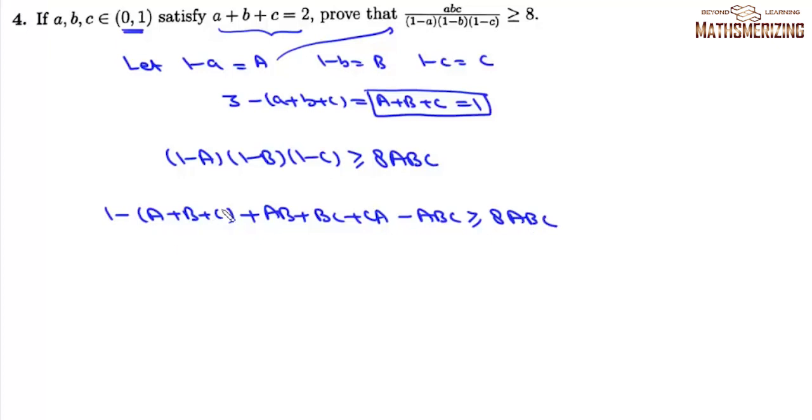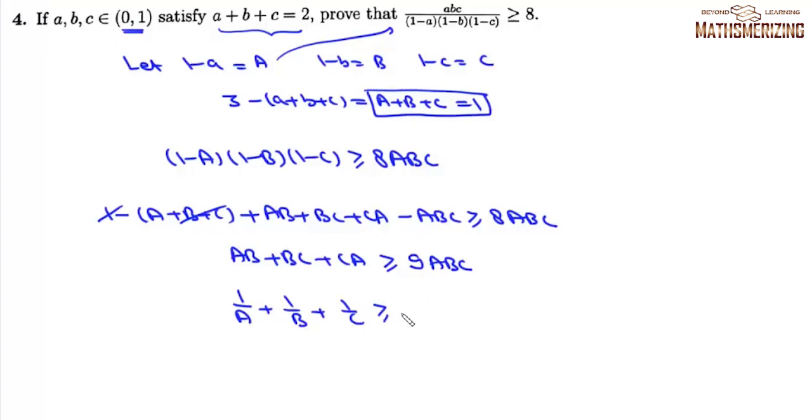Now A plus B plus C is 1, so this 1 and 1 will cancel. We can write AB plus BC plus CA is greater than or equal to 9ABC, and if we divide everything by ABC, we can write 1 upon A plus 1 upon B plus 1 upon C is greater than or equal to 9. So we have to prove this result.